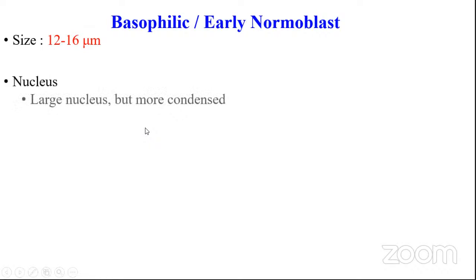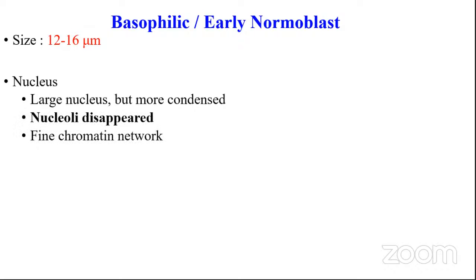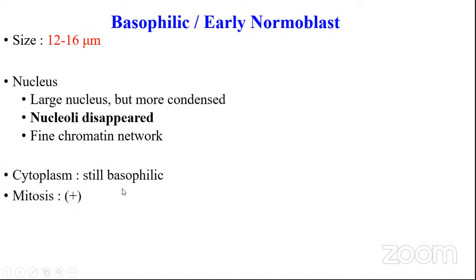Next is the early normoblast. The size is 12 to 16 micrometers. The nucleus is very large but more condensed here. Nucleoli have disappeared and there is a fine chromatin network. The cytoplasm is still basophilic and mitosis is still present. The cytoplasm is scanty, deep blue and basophilic.